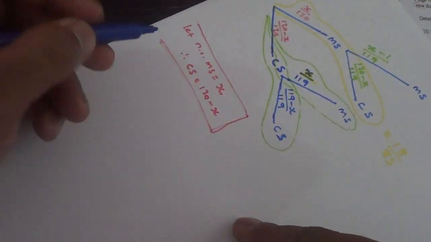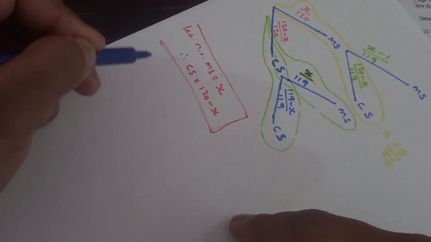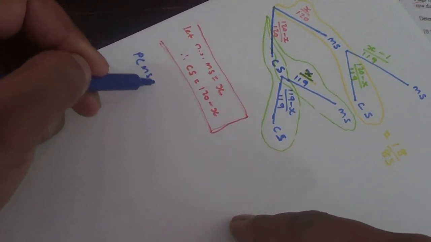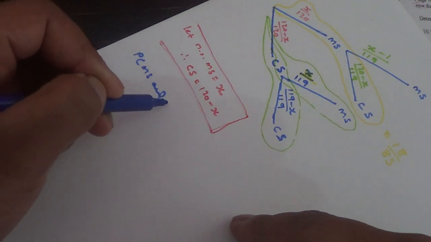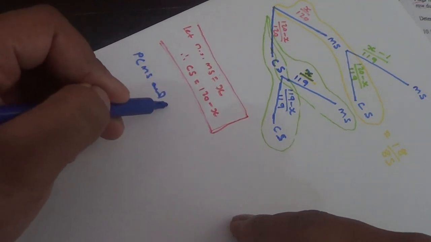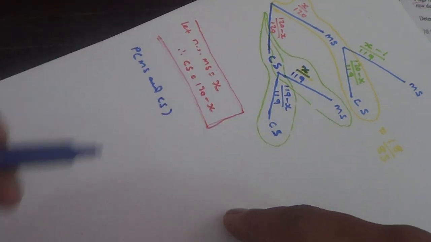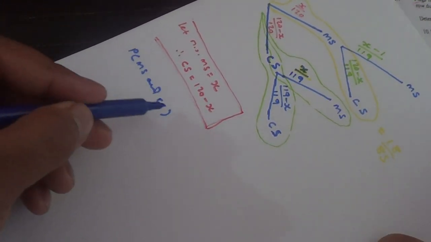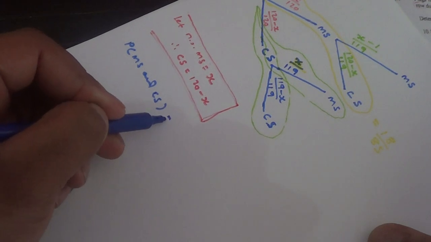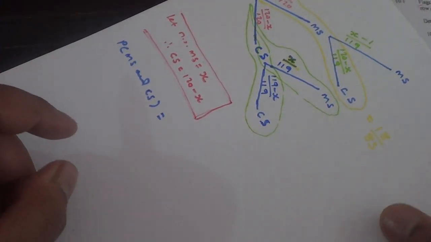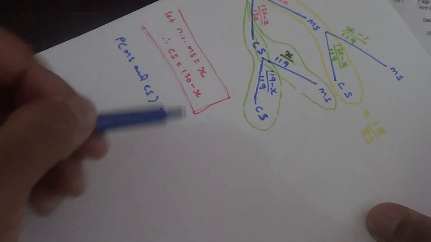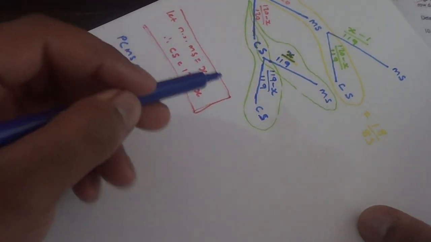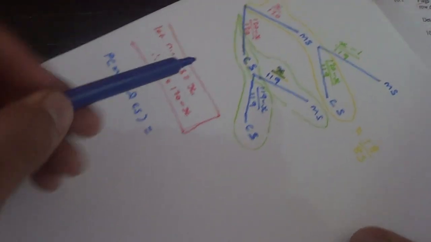So let's work here. We know here that P, M, S, and C, S, okay? Now this is our cesarean section. Yeah, C, S is usually cesarean section. Yeah, man, what a nice one. We're not cutting babies out of their mothers here. We are doing maths. So basically it's going to be what?